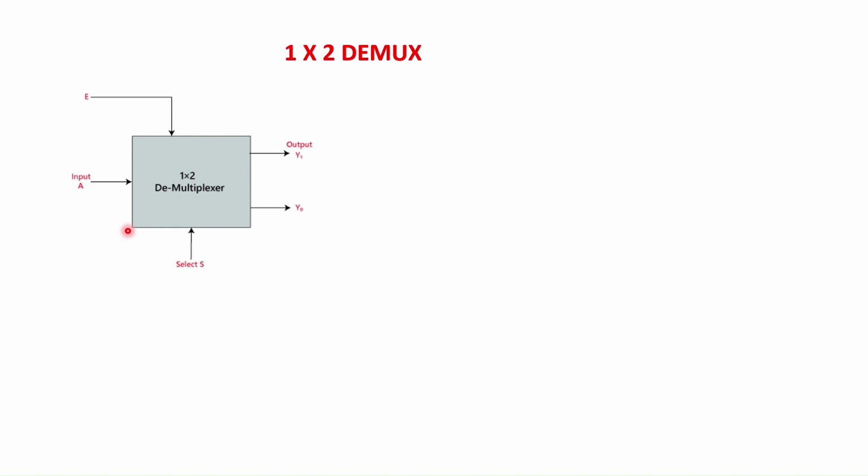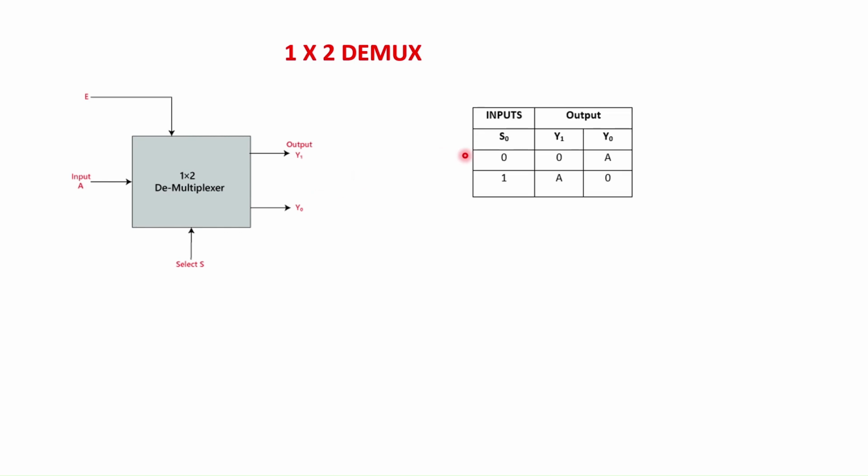First one is the 1:2 demultiplexer. In a 1:2 demultiplexer, there will be 1 input and 2 outputs. 2 could be represented as 2 power 1. Here the value of n is equal to 1, so there is only one selection input. Depending upon the selection input, the input A will appear either in y1 or y0. When the selection input S is equal to 0, the input A will appear across y0. When the selection input is equal to 1, the input A will appear across the output y1.